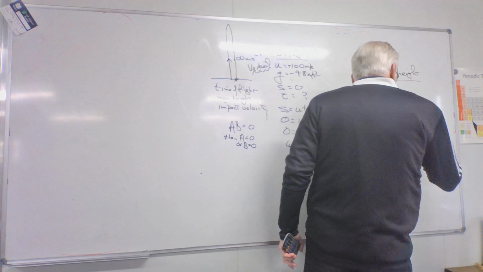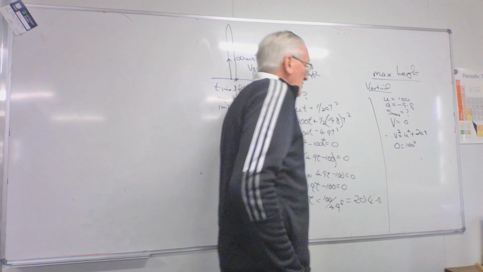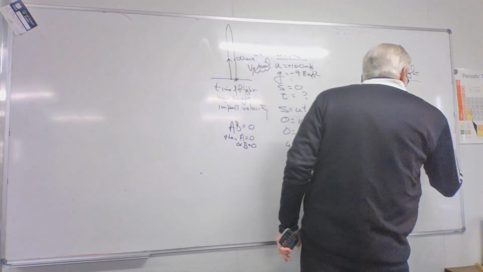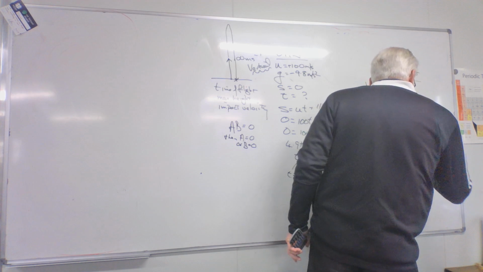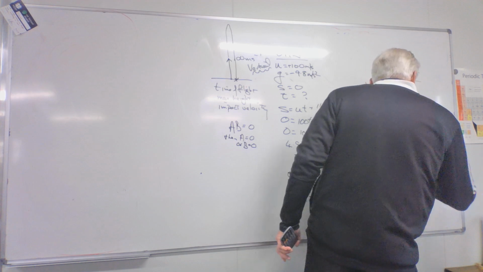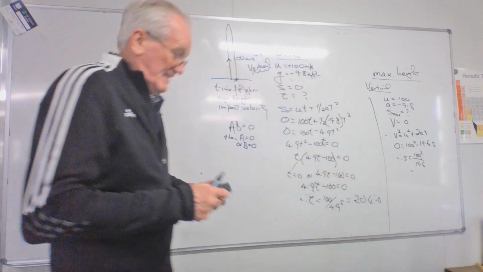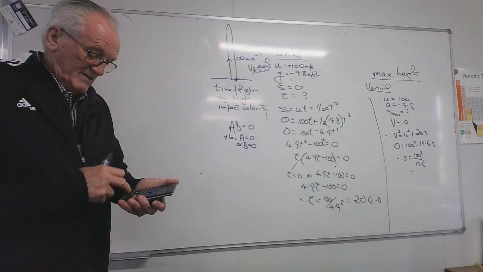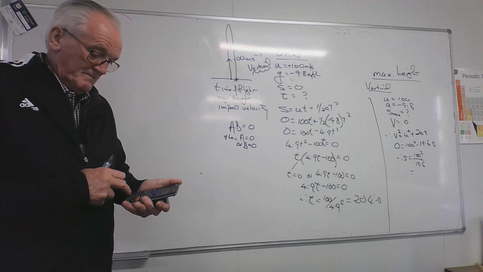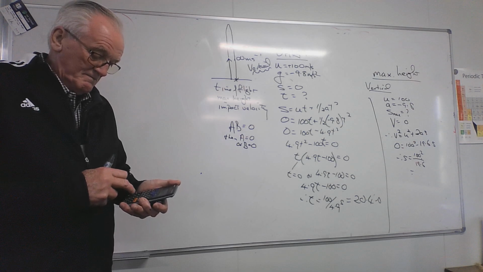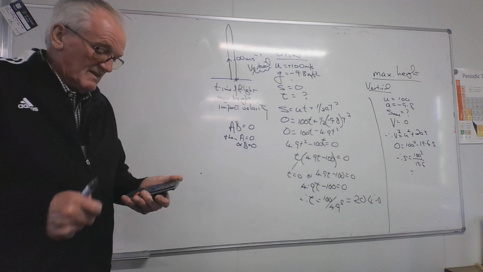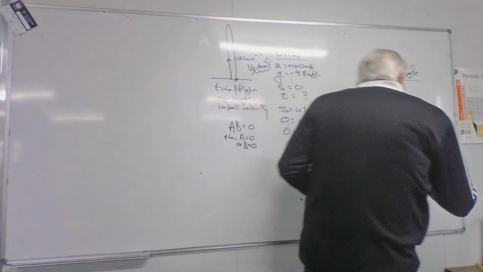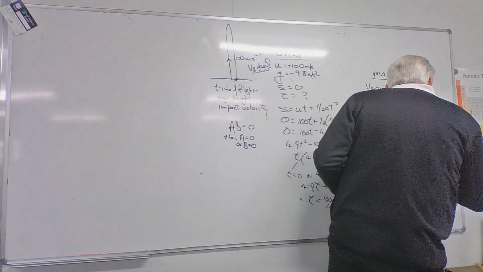0 equals 100 squared. 2a is 2 times minus 9.8, so that's minus 19.6, minus 19.6s. Therefore, s is 100 squared over 19.6. I'm not really showing you how to do that algebra. You probably need to learn how to do that. It comes out as 510.2 metres.